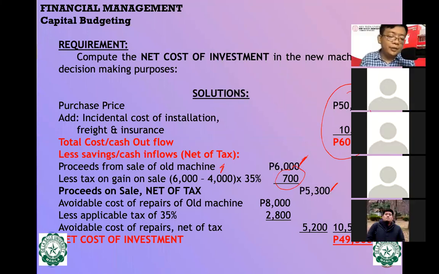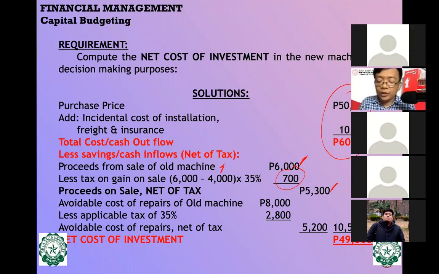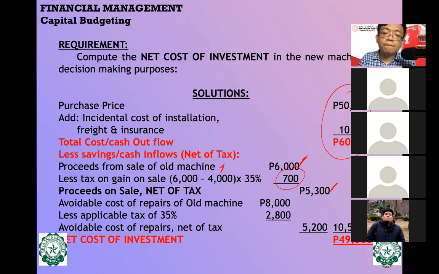Alright, next. Avoidable cost of repairs of the old machine. Take note, because you will acquire a new machine. Avoidable cost of repairs of the old machine, take note of this one. Because you will now acquire a new machine, you will no longer incur 8,000 of repairs. Of course, you need to deduct the tax of 35%. So, meaning 5,200 is the avoidable repairs.